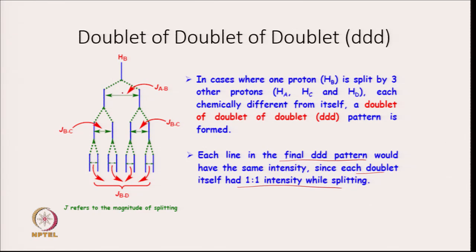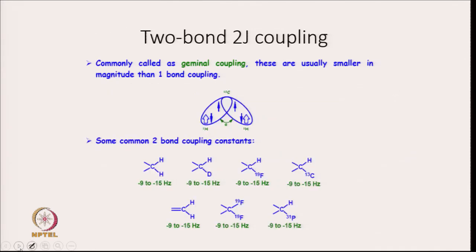So, let us look here. This is the first splitting, and then this gets split. This is the second splitting, and this is your third splitting. This is because of coupling between A and B, this is because of coupling between B and C, and this is because of coupling between B and D, and so a doublet of doublet of doublets signal will be seen.